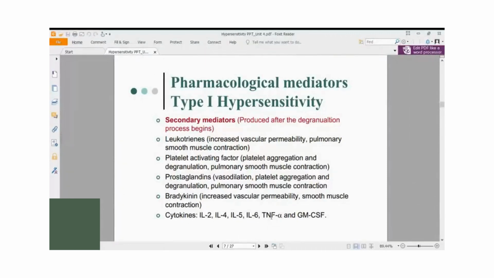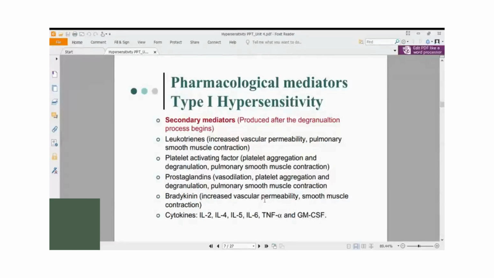Tumor necrosis factor alpha is a very important inflammatory cytokine that is secreted by the mast cells as well as the macrophages. If the mast cells are coming in contact with the antigen on the IgE bound to it, the same antigen can also be encountered by the macrophage and recognized as a foreign antigen, and it can also start secreting TNF alpha. And GM-CSF, granulocyte monocyte colony stimulating factor, is secreted by the mast cells, which will trigger the production of more granulocytes and monocytes.